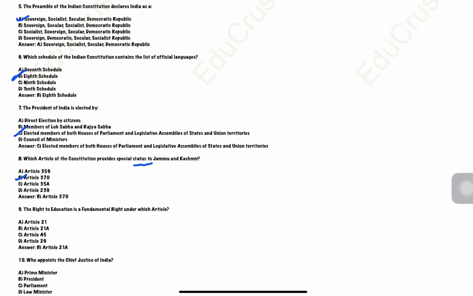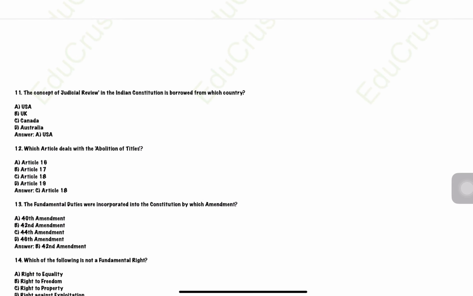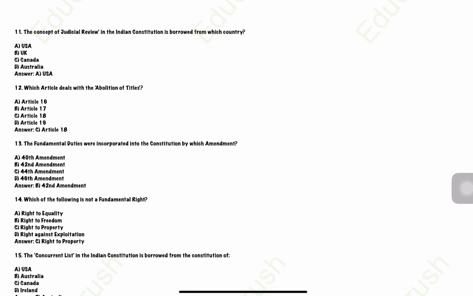Next, the right to education is a fundamental right under which article? Under Article 21A. Who appoints the Chief Justice of India? President appoints the Chief Justice of India. The concept of judicial review in the Indian Constitution is borrowed from which country? USA. Which article deals with the abolition of titles? Article 18. The fundamental duties were incorporated into the Constitution by which amendment?